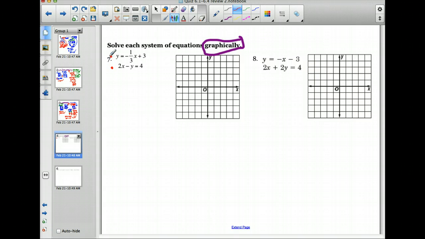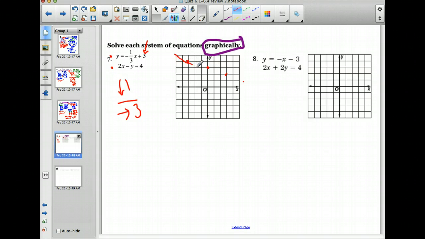So y equals form is, this is the y-intercept, so I graph that point first on the y-axis, 3, and then negative 1/3, so that's down 1, and to the right, 3. So that'll be my slope. Down 1, forward 3. And can't fit that one. I'm going to continue the pattern in the opposite direction.